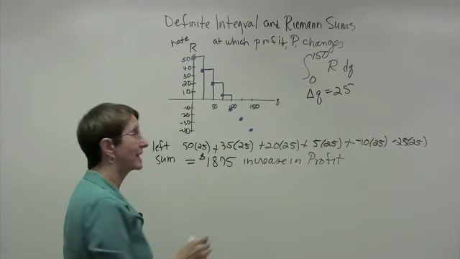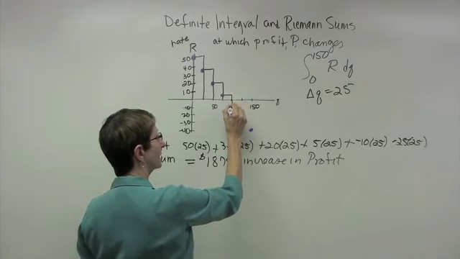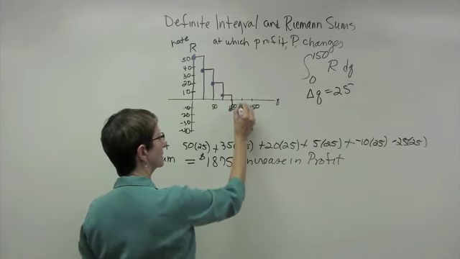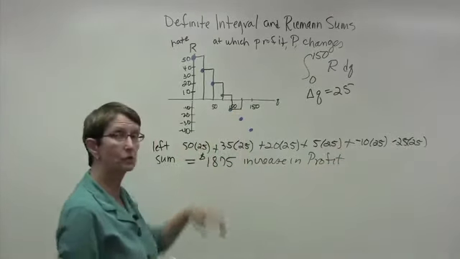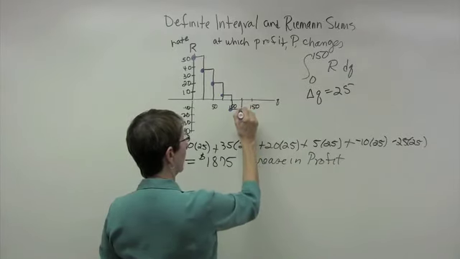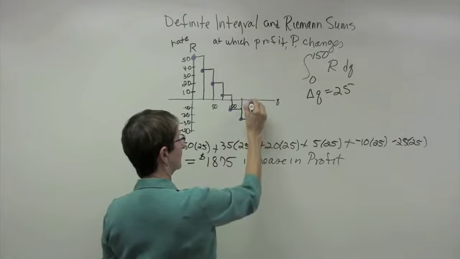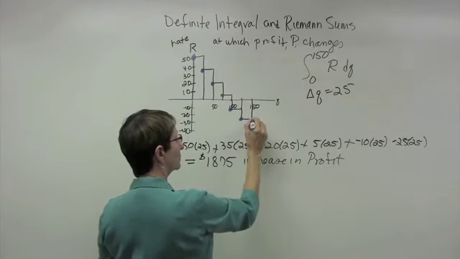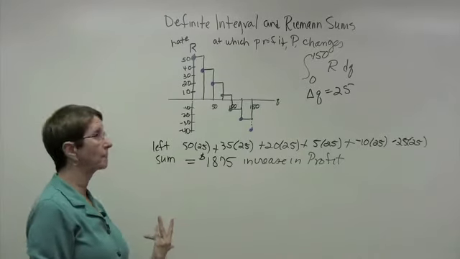But then what happens to the next one? Suddenly I get on this interval, and when I choose the left end point, this is my height. It was negative 10 times 25. And my last interval, my height was the negative 25 over to here, and I don't use this last one at all because I chose the left end point.